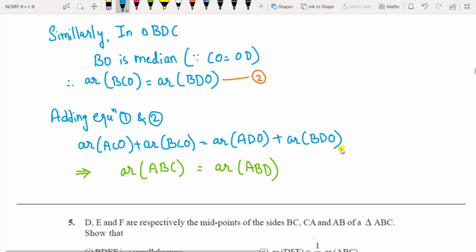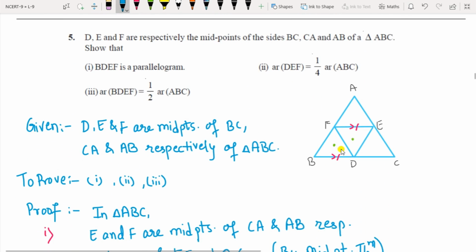Okay. Then question 5th is, this is the triangle given ABC and D, E, F are the midpoints of the respective sides. Then you have to prove that BDEF is a parallelogram, first point. Then second point is DEF, this triangle is 1/4 of the whole triangle ABC, and you have to prove that this parallelogram BDEF is half of this whole triangle ABC.